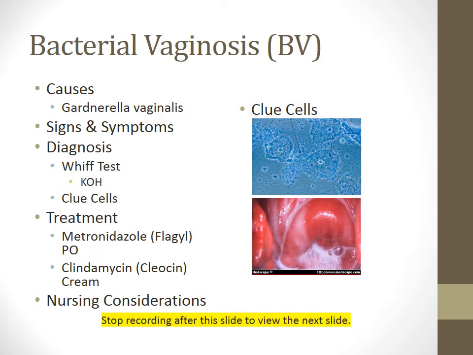Bacterial vaginosis, or BV, is the next one. This is caused by Gardnerella vaginalis, which is a gram-negative bacillus. Signs and symptoms are generally a thin, white, fishy-smelling discharge. To diagnose this, we're usually going to have, again, a vaginal pH of greater than 4.5. They're going to put this discharge on a slide, and there will be presence of clue cells on a wet mount. There will also be a positive whiff test, which is where they take a drop of 10% potassium hydroxide, they mix it with the discharge, and it produces a very fishy smell. And these are all ways to diagnose BV.